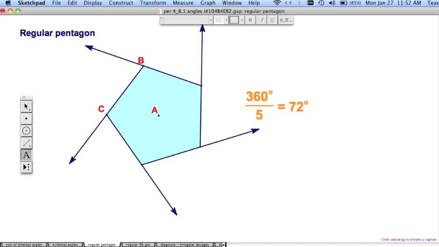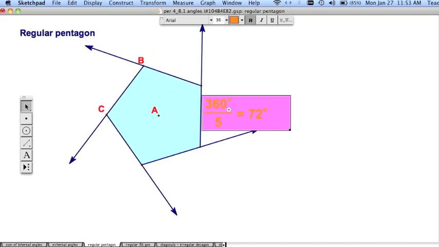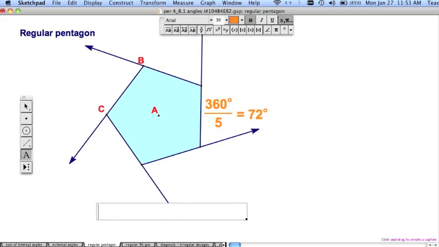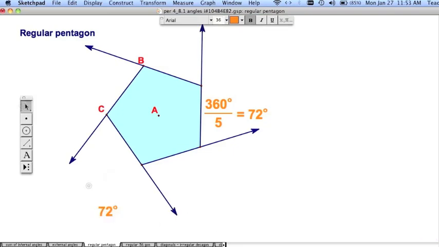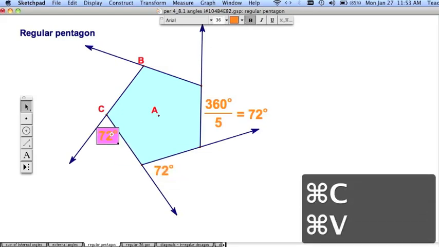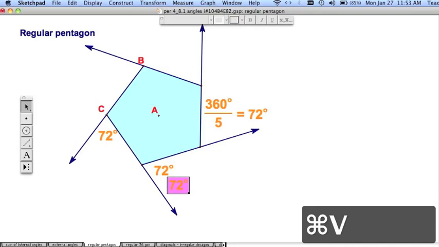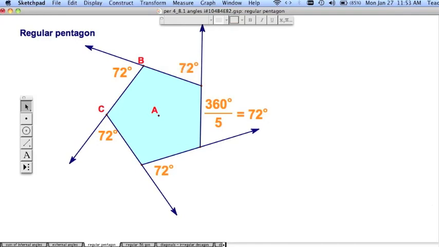So I'm going to leave this right here, this 360 divided by 5, and I'm going to write 72 all the way around here. I'm going to write the number 72 degrees because this one's 72. I'm going to cut and paste. That one's 72. That one's 72. And that one's 72. Now 5 72s are 360. So that's what we did.